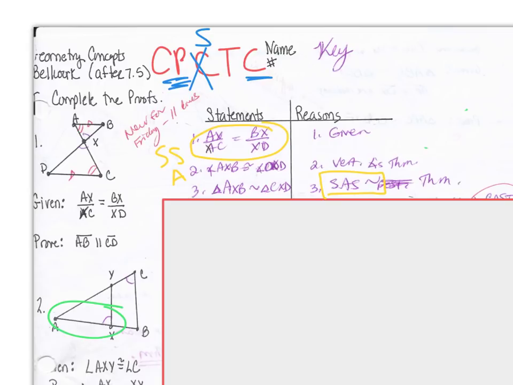The other thing I'm going to point out here is that you need to make sure that your similarity statement is in the correct order. Just like with congruence, we need to match up corresponding parts. So the first triangle I can name however I want. You didn't have to have the same as me. I did triangle AXB.